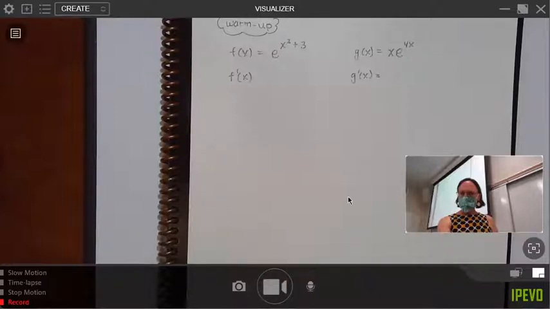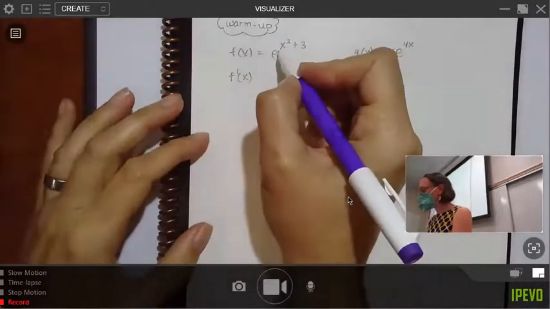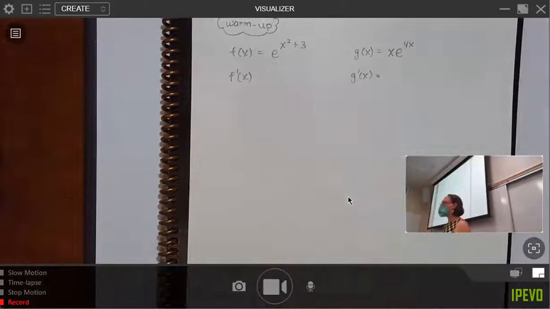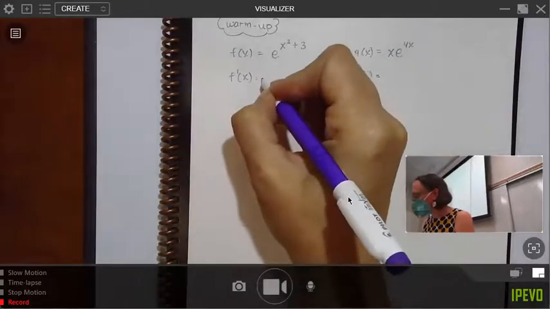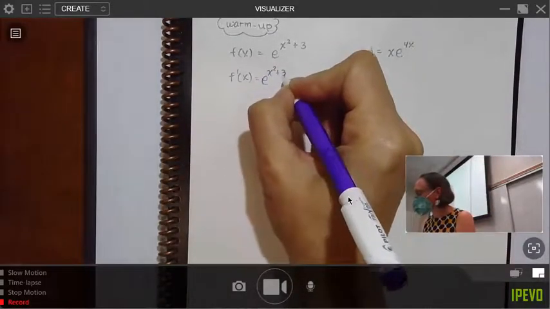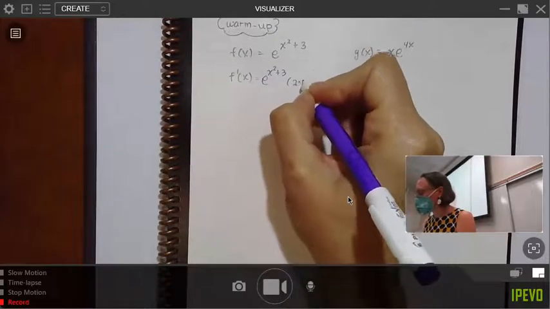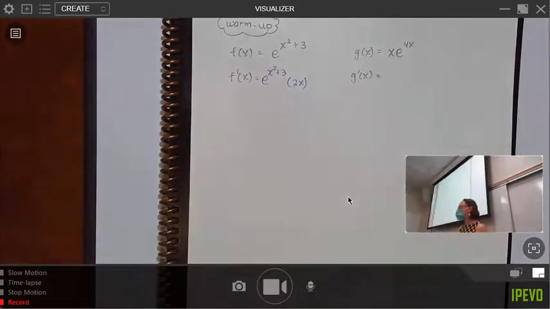So if I look at this first one, the derivative of e to the something is e to the something times our chain rule piece. So we're going to have e to the x squared plus 3 times 2x. And you could write that as 2x plus 0 if you wanted in terms of that derivative, but there's no need to.